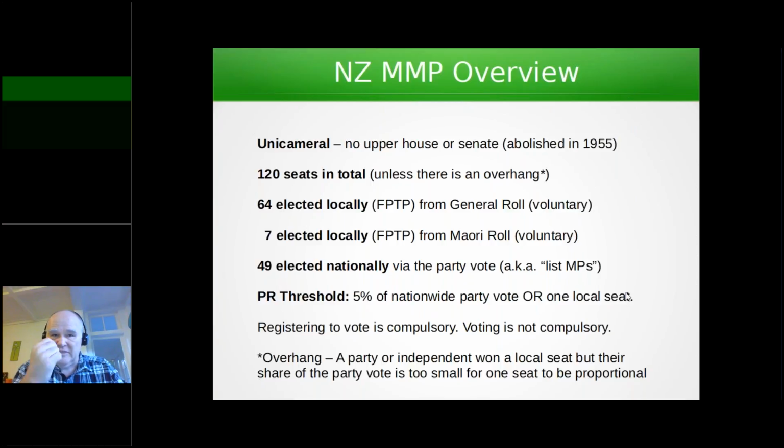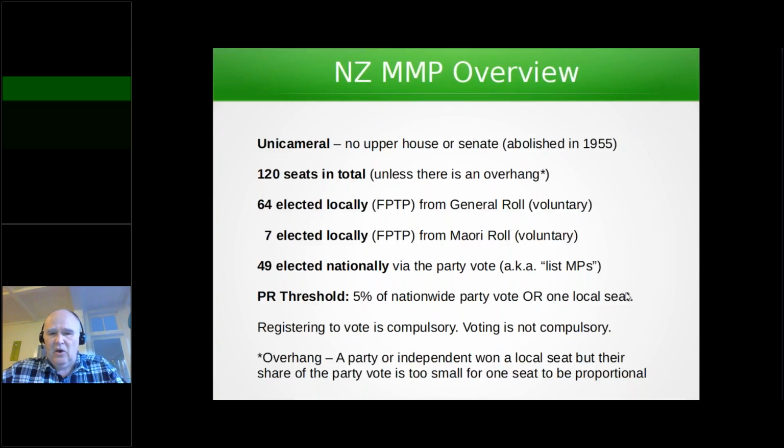So we ended up getting this MMP system as a result of a Royal Commission and the Labour Party losing 2 elections even though they got the most votes, and the outcome was that they recommended this version of MMP. There are 120 seats in total. There used to be 99. It says unless there's an overhang, and of course an overhang would be where a party or an independent won a local seat, but either they don't have a party at all or their share of the party vote is too small for one seat to be proportional.